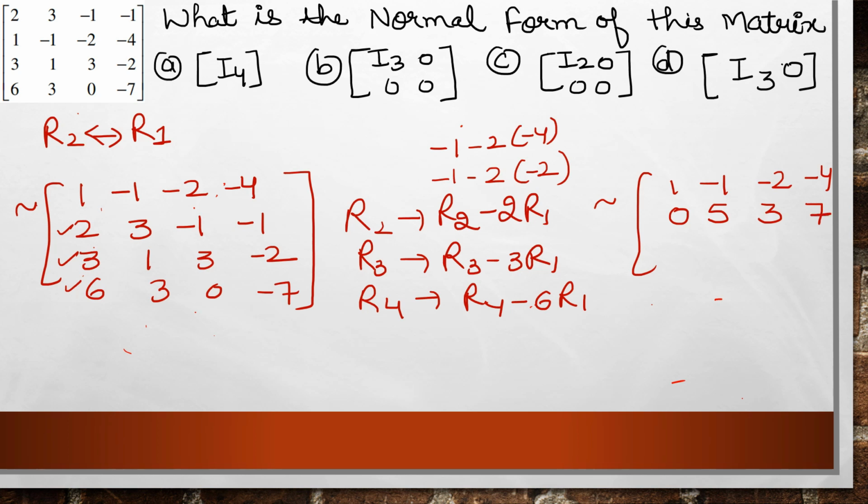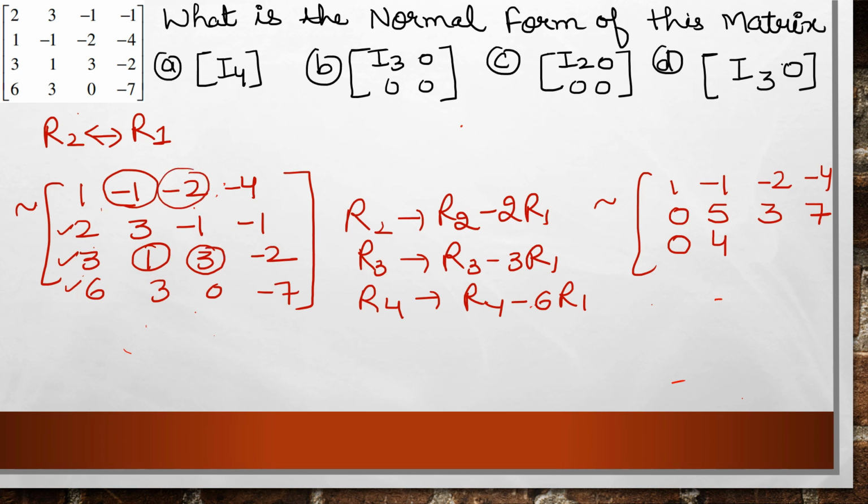So next is the third row. Here you'll get 0. Fine. And further 1 minus 3 into this, so plus 3. So this will be 4, right? And here you'll get 3 minus 2 into minus 3, 6 plus 6. So this will be 9. Here minus 2 and minus 3 into minus 4, 12. So this will be 10.